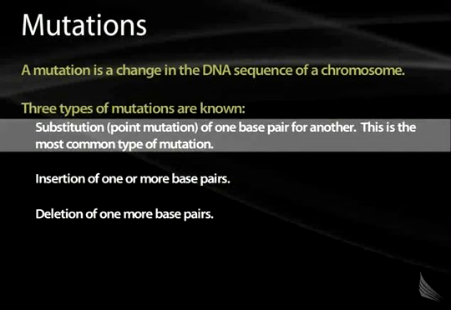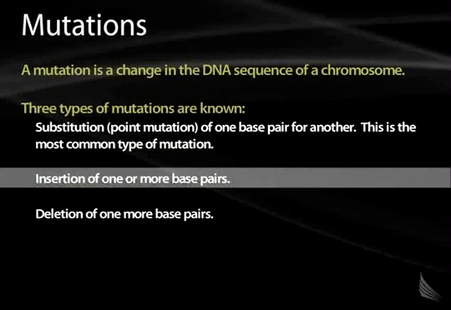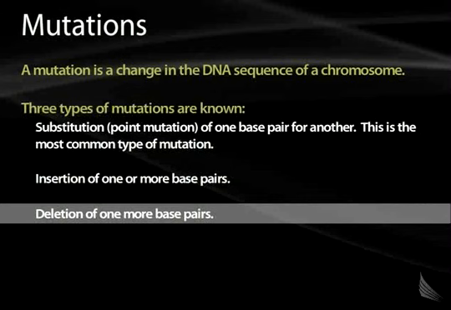The other two types of mutation actually change the numbers of base pairs in a gene. The first is an insertion mutation. This is a mutation in which one or more base pairs are inserted into the sequence of a gene. The second is a deletion mutation. This mutation is where one or more nucleotides are deleted or removed from the sequence of a gene.